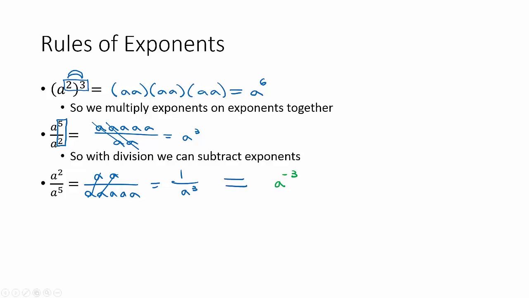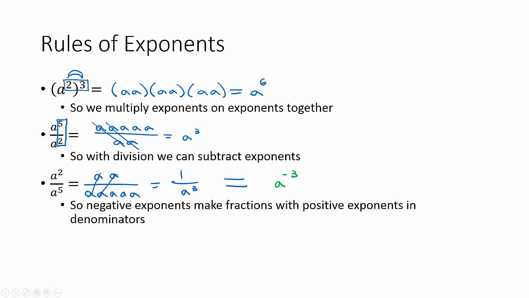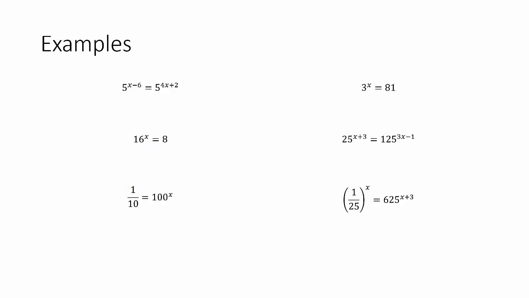Which means both of these must be the same. 1 over a cubed is equal to a to the negative 3. In other words, negative exponents, like negative 3, mean we've got a fraction with the positive exponent in the denominator. So negative exponents make that reciprocal fraction, and then the exponent becomes positive. We're going to use that quite a bit today. So 3 important properties that we've reviewed. Those are going to help us solve exponential equations like these 6 examples here.